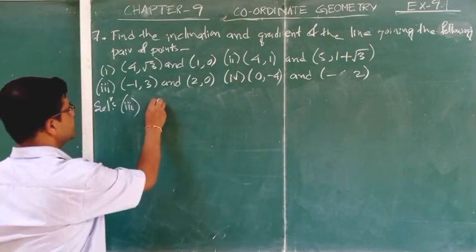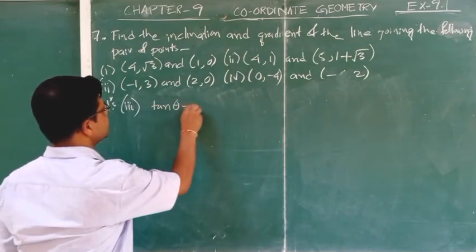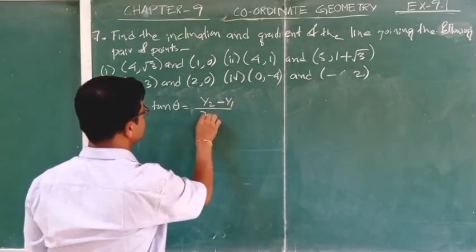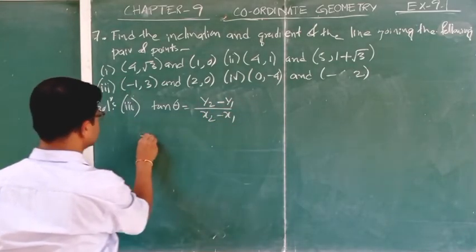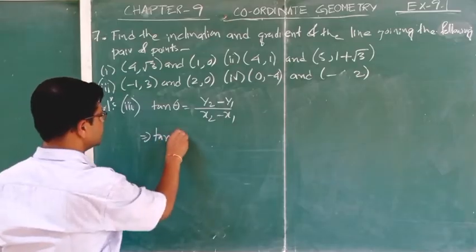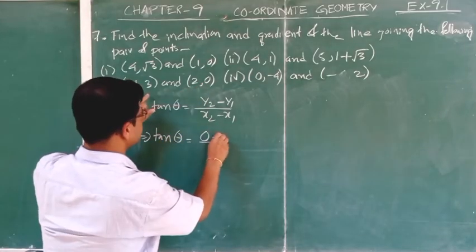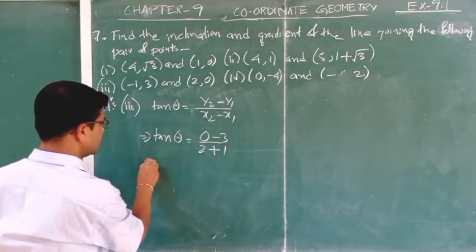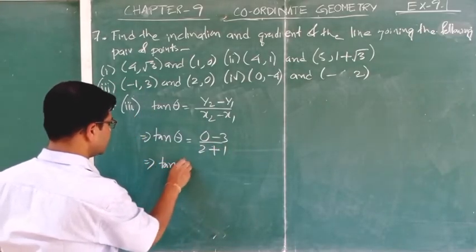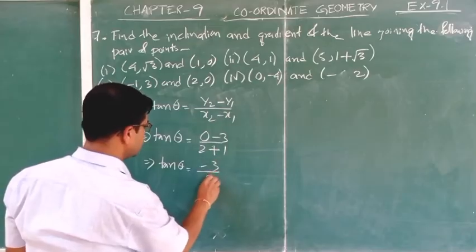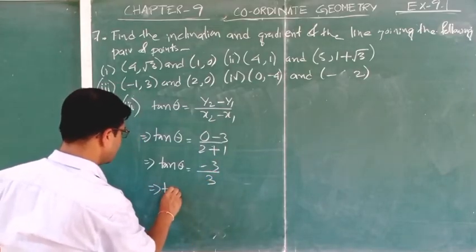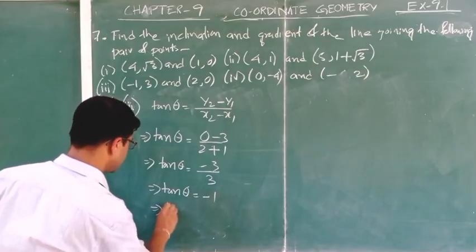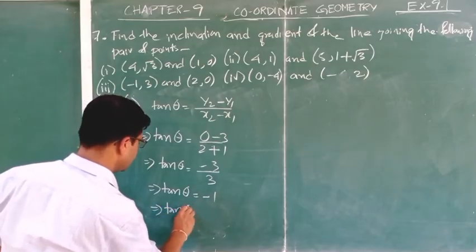In number 3, tan theta is, this is the formula of gradient, y2 minus y1 divided by x2 minus x1. Tan of theta equals 0 minus 3, over 2 minus of minus 1, which is plus 1, so 3. So tan of theta is minus 3 by 3. If we cancel, how much are we obtaining? We are obtaining minus 1. So this is tan theta.